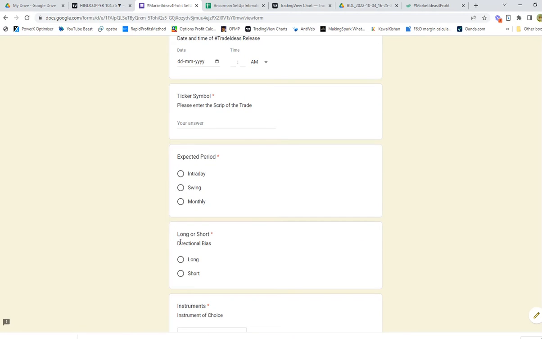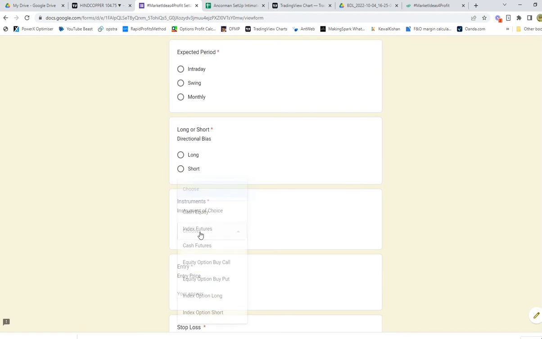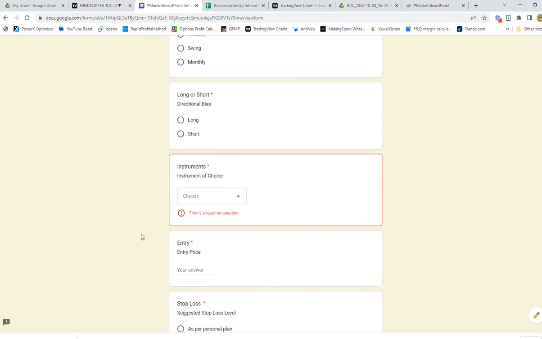What is the nature of the trade? Its directional bias is long or short. In this case it will be short. What is the instrument I will choose? I will choose cash futures, because Hindustan Copper is a futures scrip, and because it's short, I can take that trade in short only if it has cash futures. I could also take it as a put buy option, or a call sell option, but these are the options. I will try to give you an idea of how I would take it.